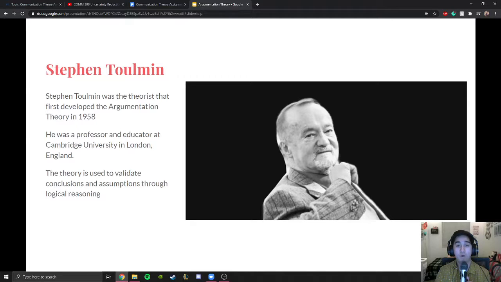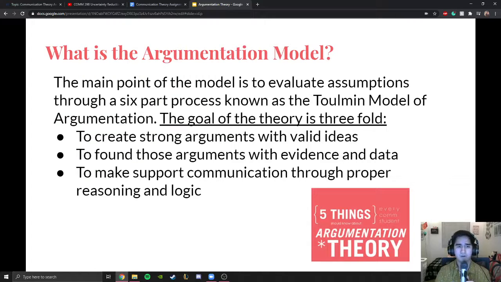The argumentation model is used to evaluate the assumption through six parts, and that's known as the Toulmin model of argumentation. The goal of the theory was to create strong arguments with valid ideas, to found those arguments in evidence and solid data, and to support communication through proper reasoning and logic, making sure that the connections between people and through differences, understanding what made an argument succinct.